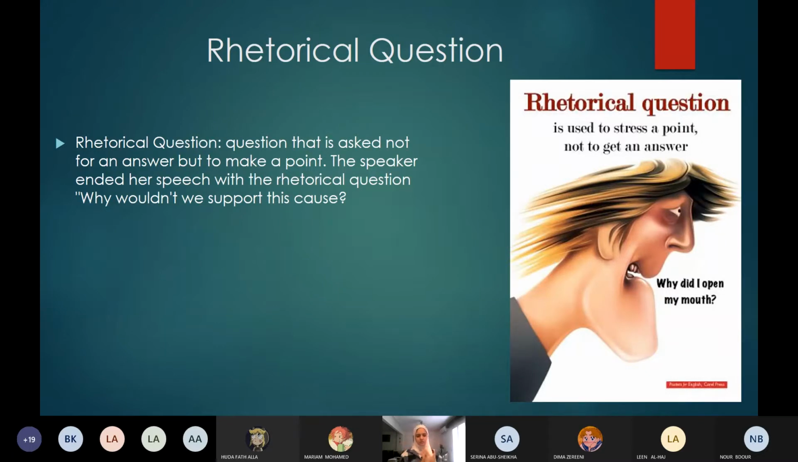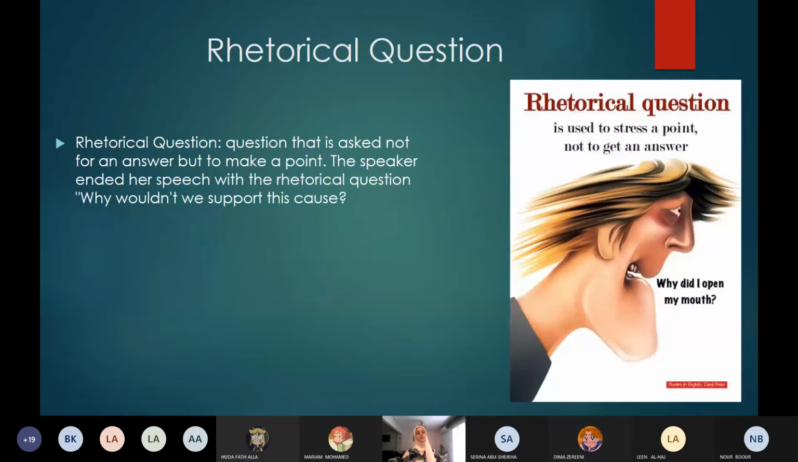Yani, if your friend had a fight with her sister and then she came to you and she tells you what happened, blah, blah, blah. And then she says, why did I open my mouth? Is she waiting for an answer from you? You will not give her an answer. So it's a rhetorical question, but why did she ask this question? She asked this question to stress a point, not to get an answer. So a rhetorical question is asked not for an answer, but to make a point.